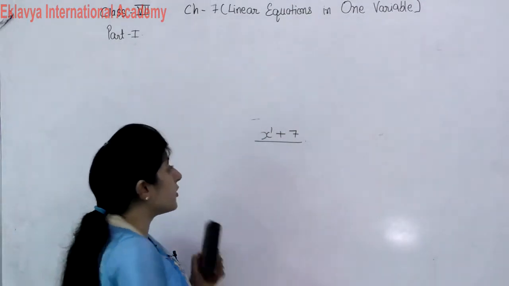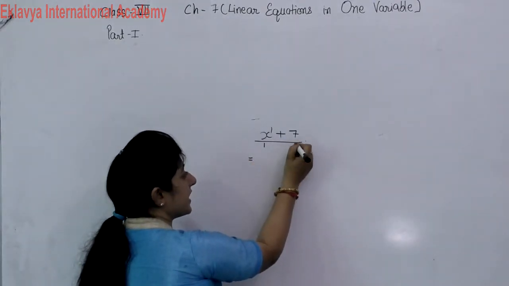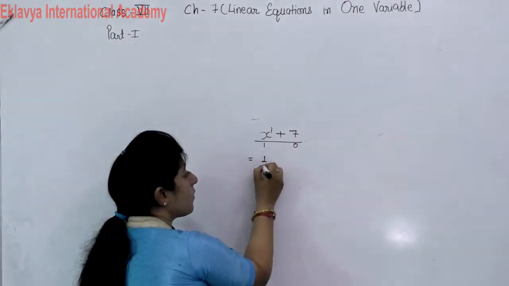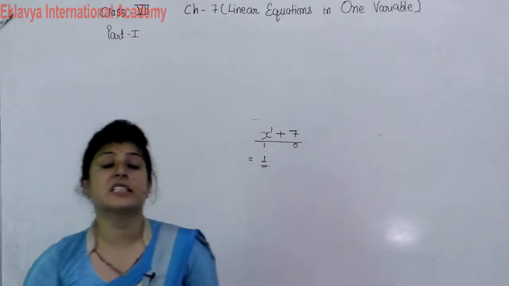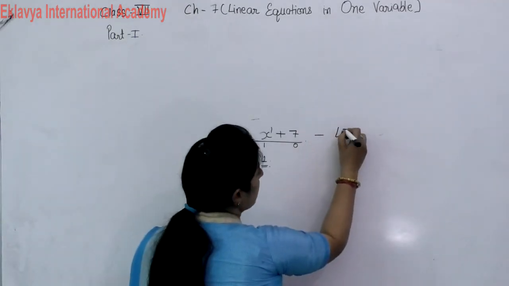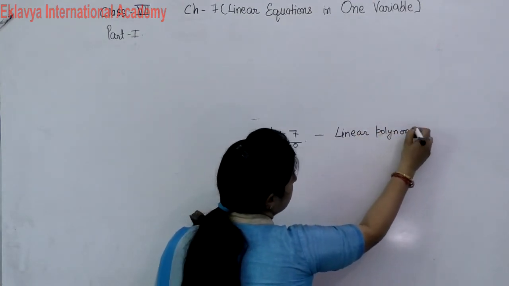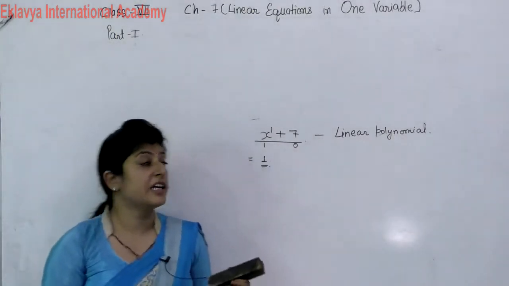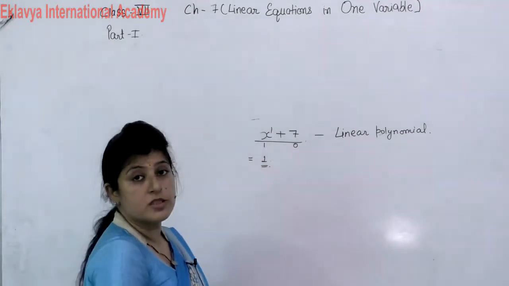And in this polynomial, what is the degree? The degree of this polynomial is 1, and for the constant there is no variable, so the power is 0, so the degree is 1. Any polynomial that has degree 1 is called a linear polynomial. For this type of polynomial we will use the word linear.